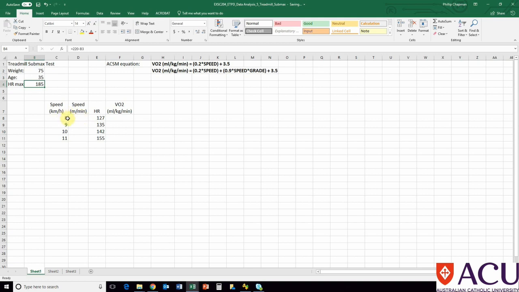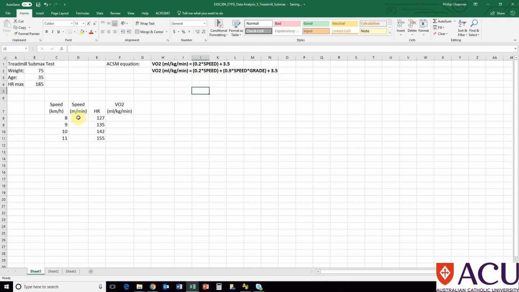And these are the 4 levels, 8, 9, 10, and 11. We need to calculate the VO2 for those levels. And the way we're going to calculate that is using our ACSM equation. We'll use this one because this is the one for the flat, 0.2 times speed in meters per minute plus 3.5. If it was on a gradient, you'd use this one because that has the gradient part of the equation.